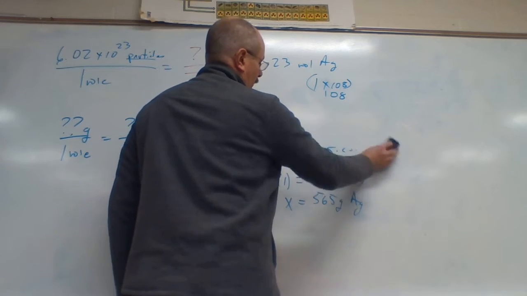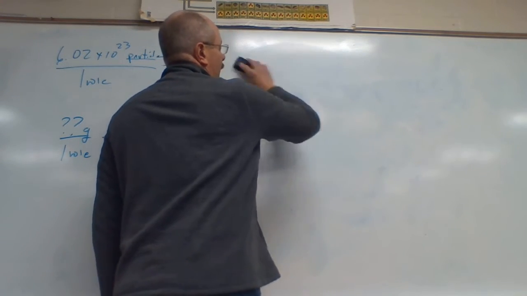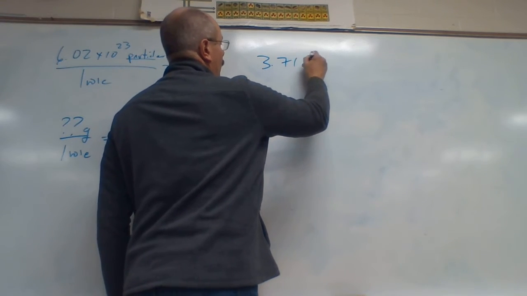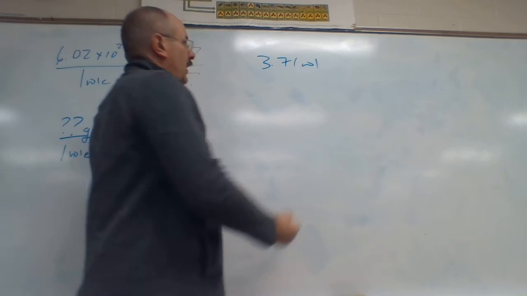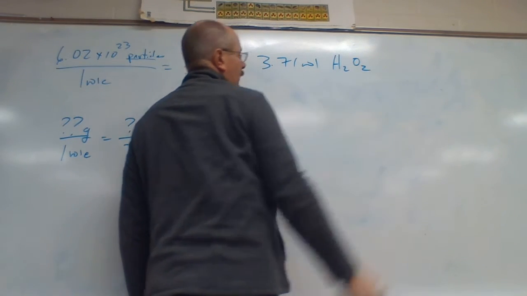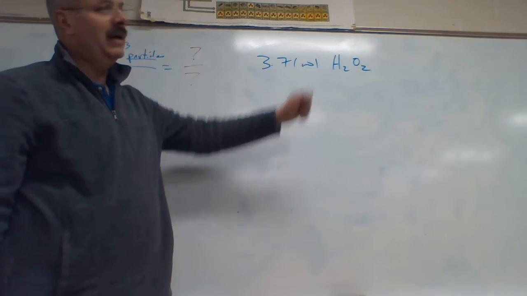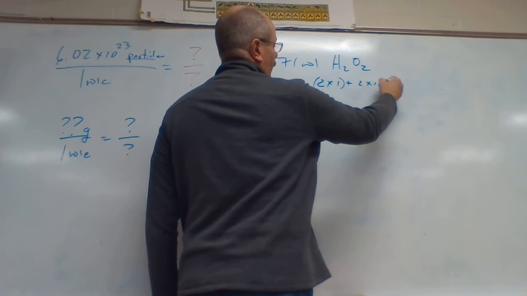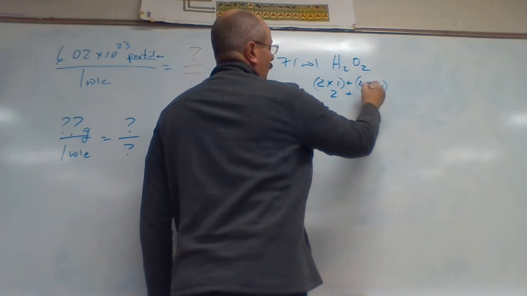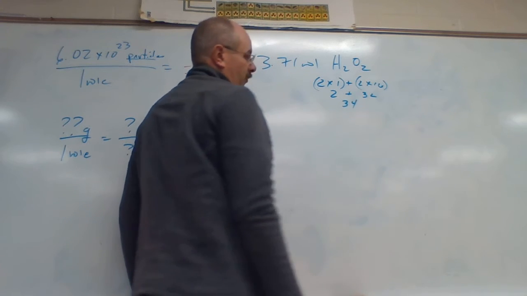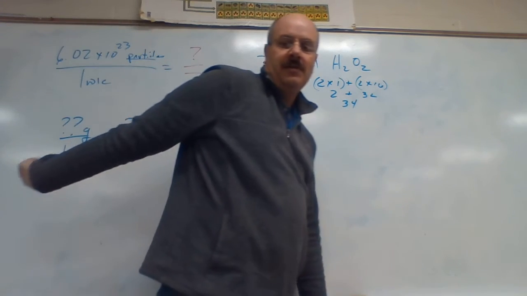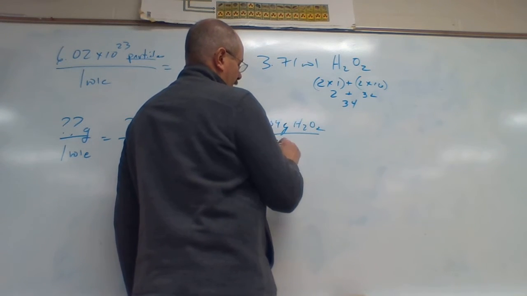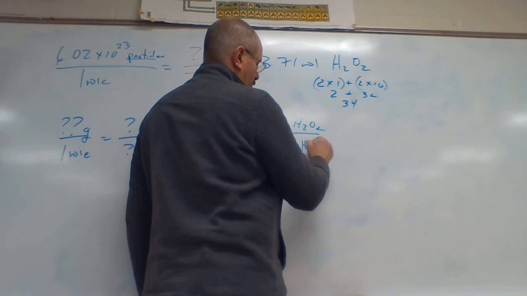Letter B, I've got to erase the entire thing because everything's going to be different again. This one says we've got 3.71 moles of hydrogen peroxide, H2O2. So the first thing I've got to do is find out the molar mass of that stuff. So it's 2 times the mass of hydrogen, which is 1, plus 2 times 16 for oxygen. So that's 2 plus 32, so that's 34. Now we're going to put that in this equation that's back here. We're going to go 34 grams of H2O2 is 1 mole of H2O2.